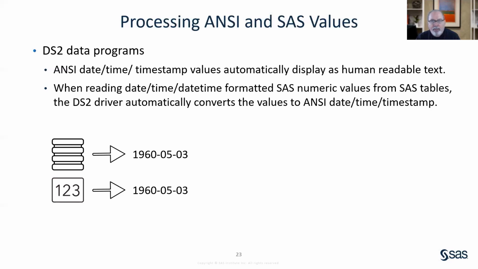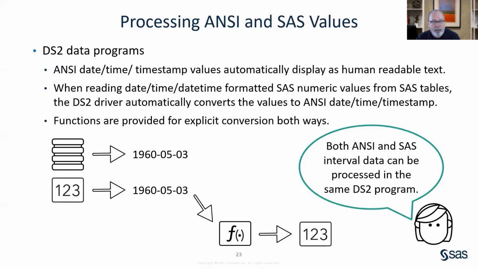But what about a SAS numeric value that didn't have a format attached to it, and yet it did represent a date? Well, we provide explicit functions to convert the data from SAS floating point to an actual ANSI date, time, or timestamp, and the other way around. If you want to explicitly convert an ANSI time, timestamp, or date value into a SAS floating point numeric, we have a function that can do that. And using these functions and understanding how things work when you read the data, you can process both ANSI and SAS datetime values in the same program.